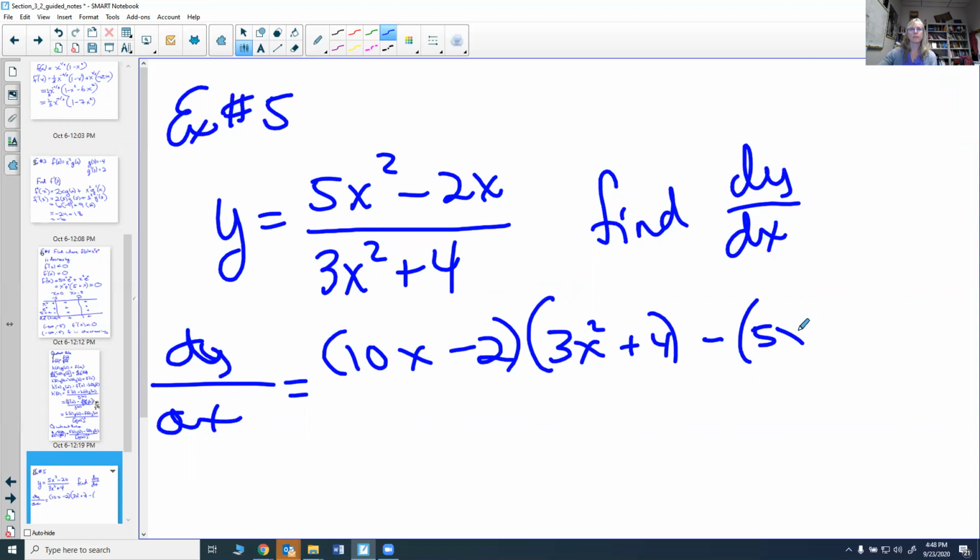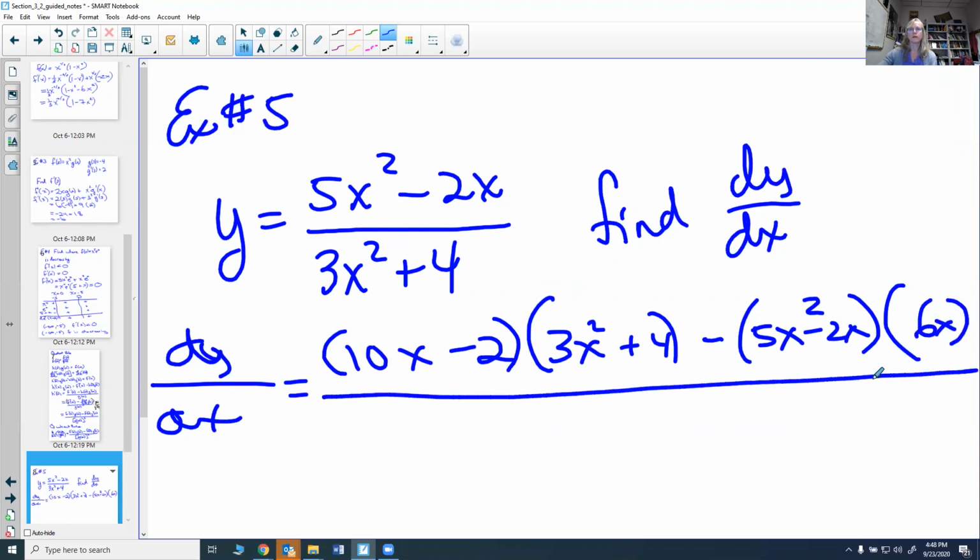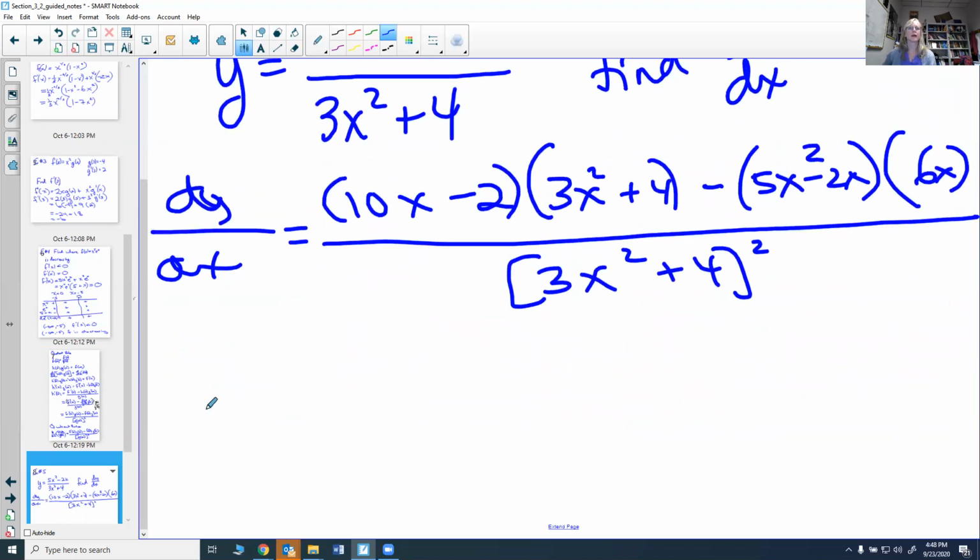minus the top times the derivative of the bottom. And the derivative of the bottom is 6x. All over the bottom, exactly as it is, squared. So that's not the derivative of the bottom, that's just the bottom. And now what I might do is just simplify a little bit.